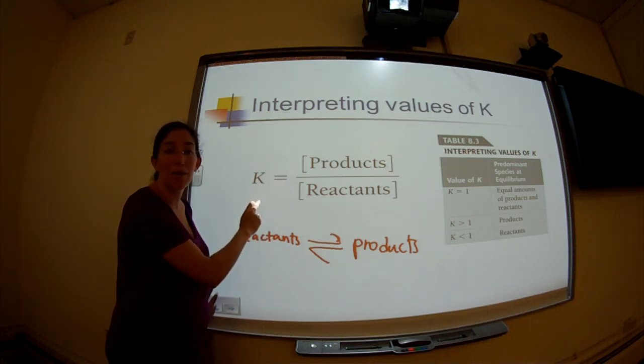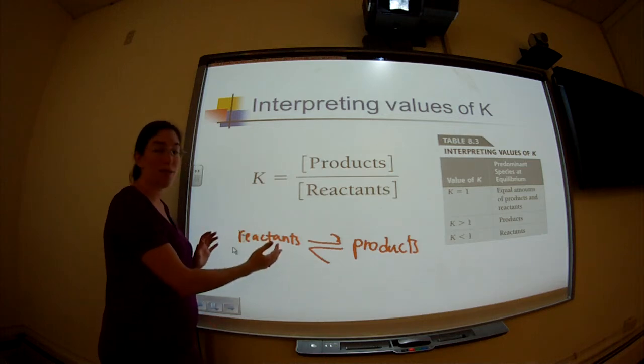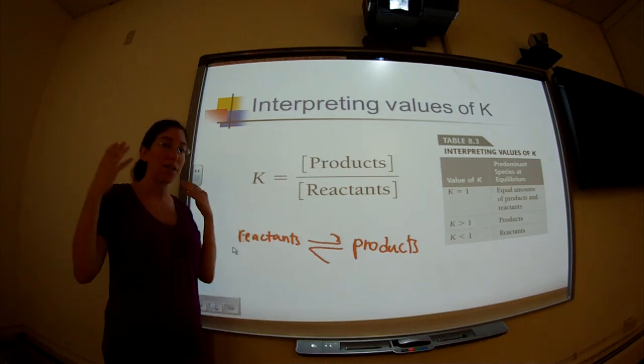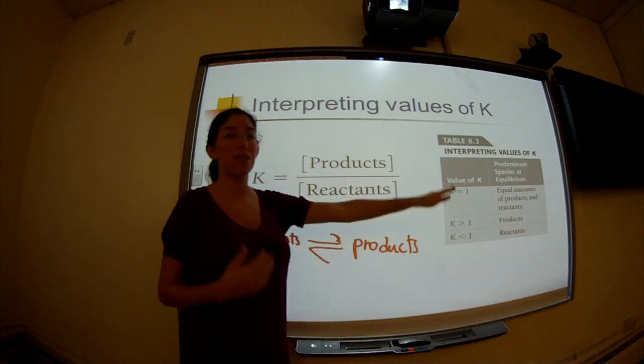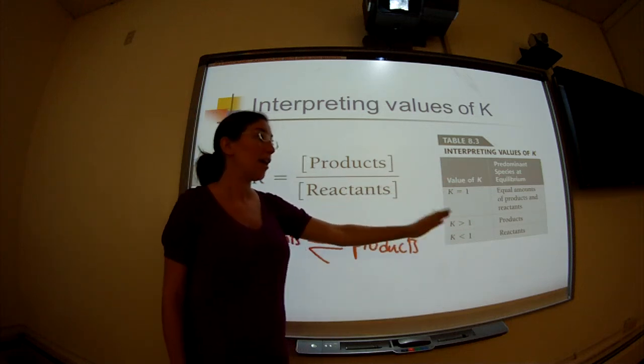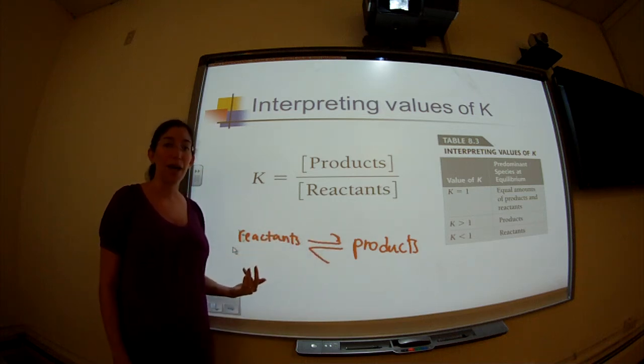Your K value is going to be less than 1. So a K value of less than 1 means that you favor the reactants. So that's the thinking process. I'm walking you through how to solve this. You can also just commit this little table to memory. K of greater than 1 favors products, K of less than 1 favors reactants.